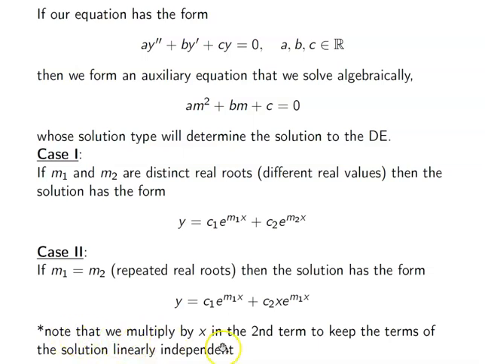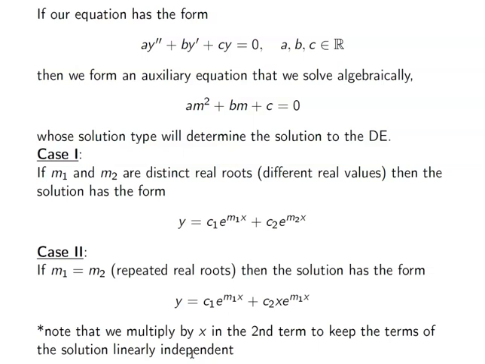So again, note that we multiply by x in the second term here to keep the terms of the solution linearly independent. If you don't know what linearly independent is yet, that's fine. You will hear this a lot in linear algebra, and a lot in the differential equations course as well, because those two courses have a lot of intersection.